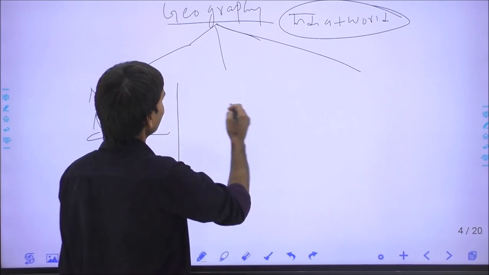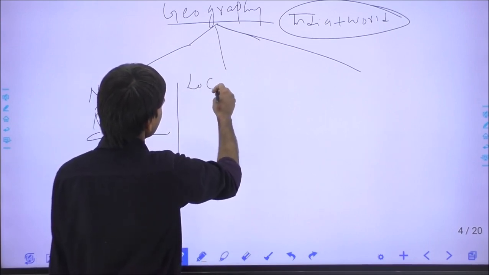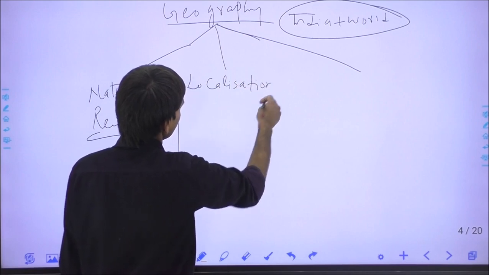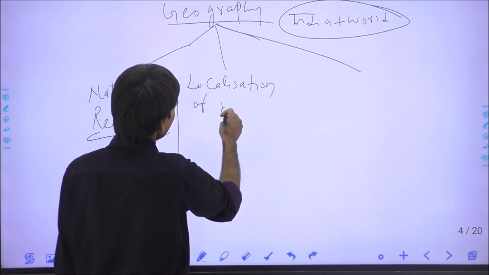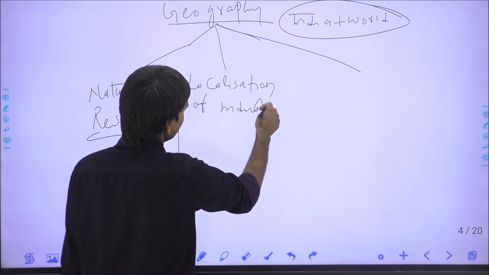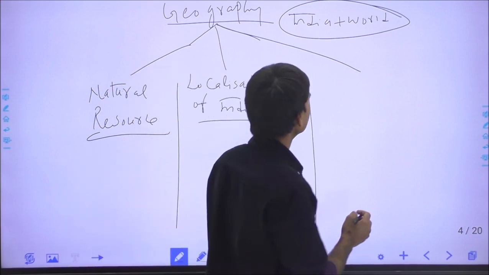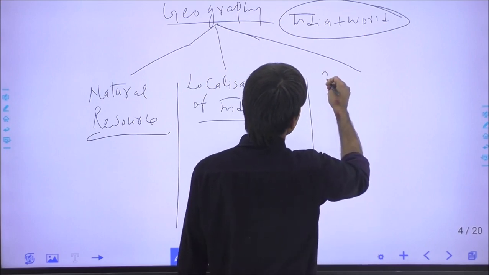Second is the localization of industries. And third is the geographical features.